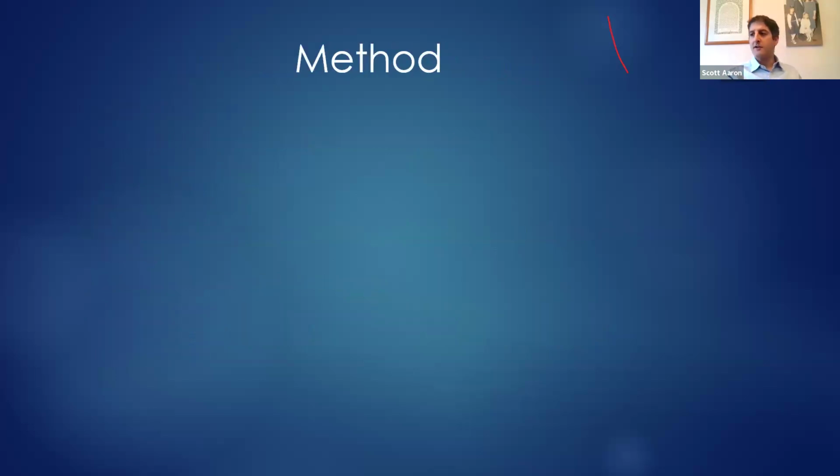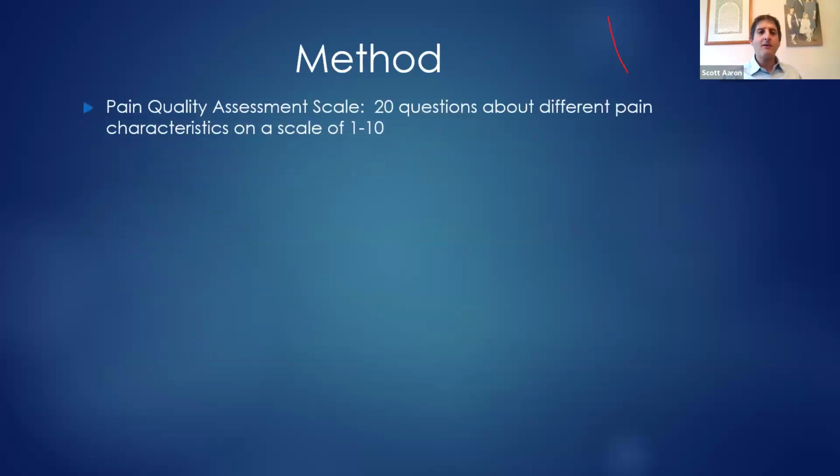What was the methodology of the research? We had a pain quality assessment scale. This wasn't something I designed. This came from multiple pain studies that are done in all sorts of places. You have 20 different questions about different types of pain. Is it throbbing? Is it itchy? Is it deep? And you had a scale of 1 to 10. So 1, no pain, 10, unimaginable pain, and you mark on the scale where you want to go.